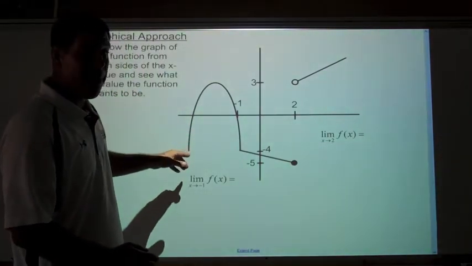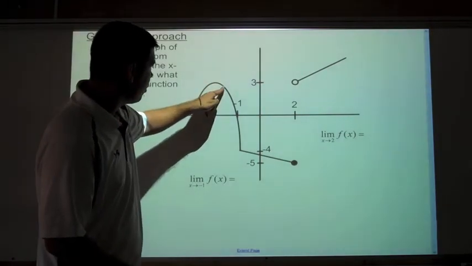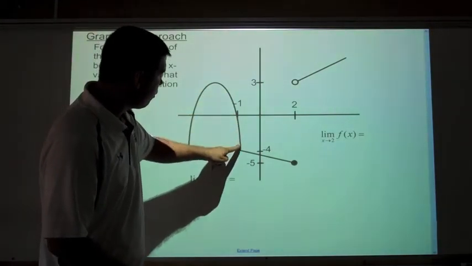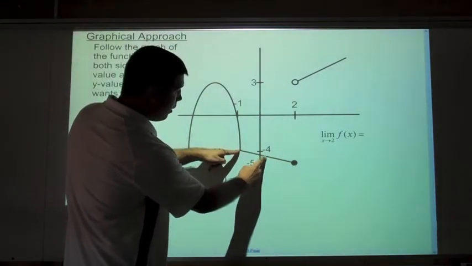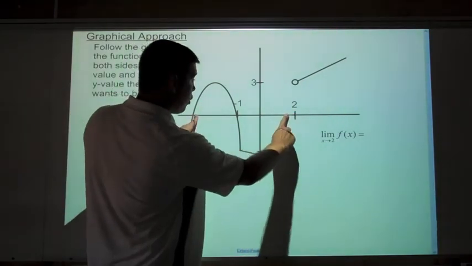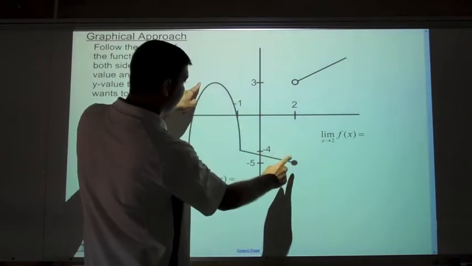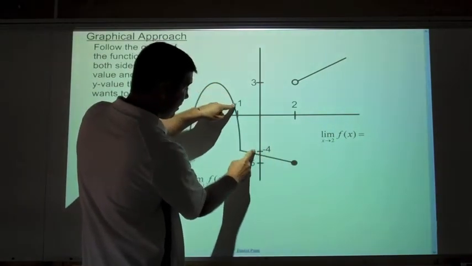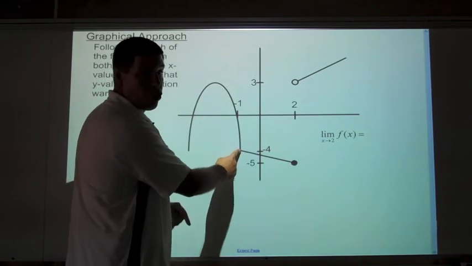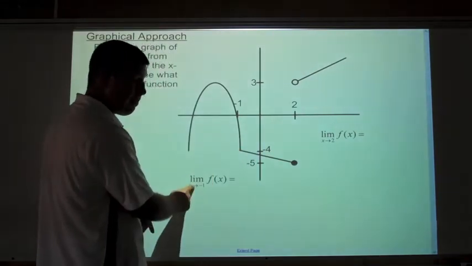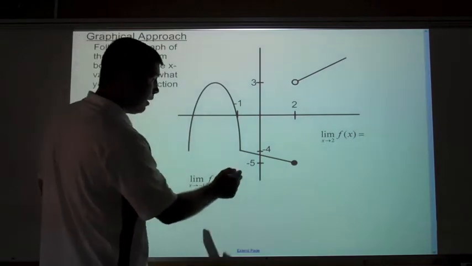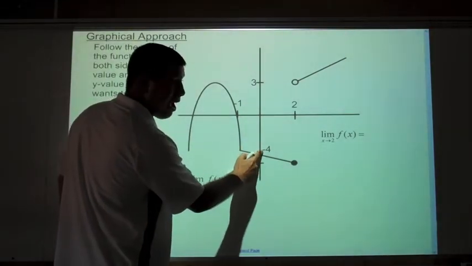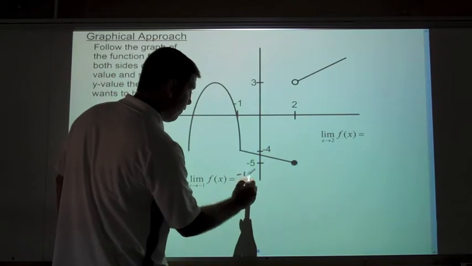So I see what's happening as I come from the left. As I trace this function and come from the left side of -1, closer and closer and closer, I'm going to this point. From the right side of -1, I'm coming this way. Remember, we're looking at the function as both sides approach -1 on the x-axis, so I'm tracing like this, and they both converge on this point. So therefore, the limit as x approaches -1 is this value here, the y value, which is -4.